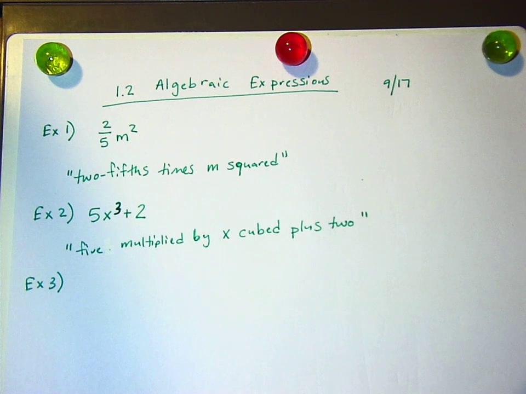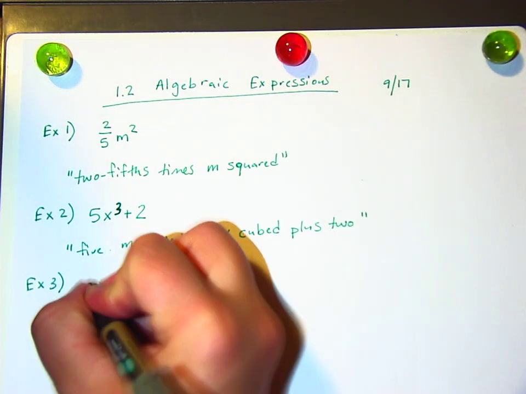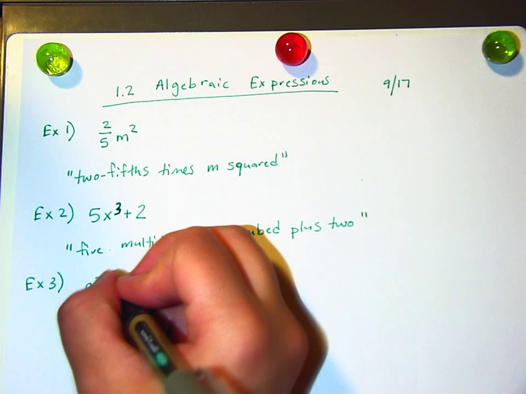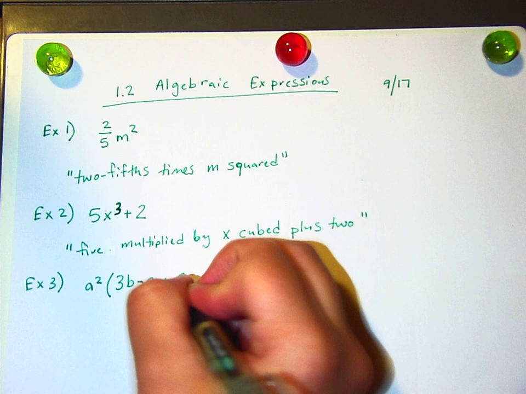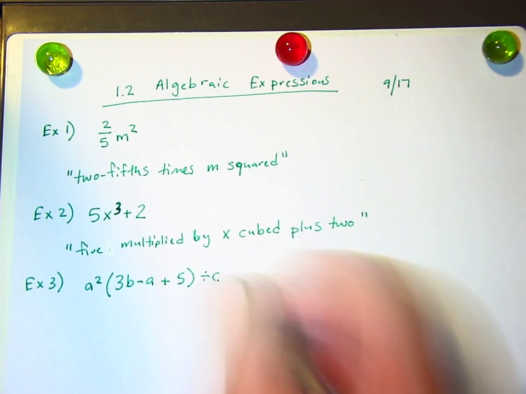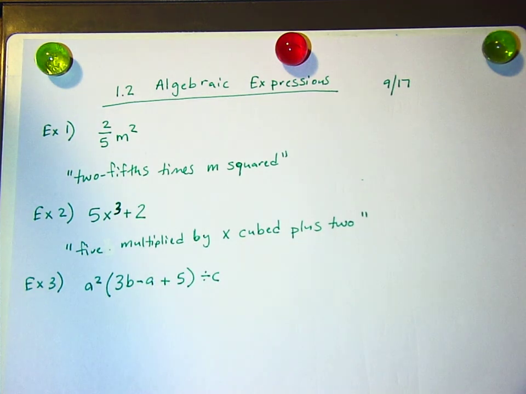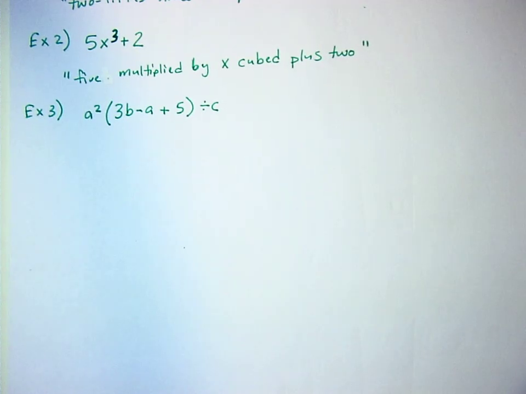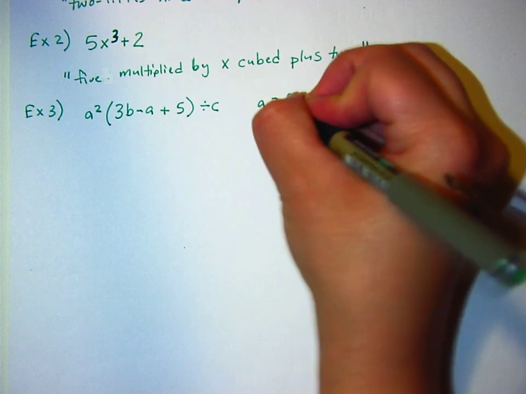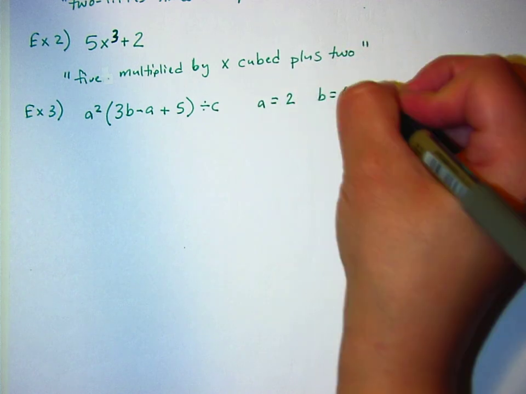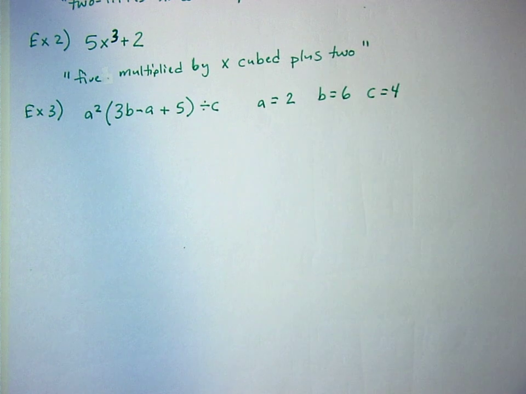Okay. The second thing we're going to do today is evaluating an algebraic expression by substituting stuff in. So write down with me a squared, parentheses 3b minus a plus 5, parentheses, divided by c. Okay, and then a is going to be equal to 2, b is going to be equal to 6, and c is going to be equal to 4. We've got to plug that stuff in.